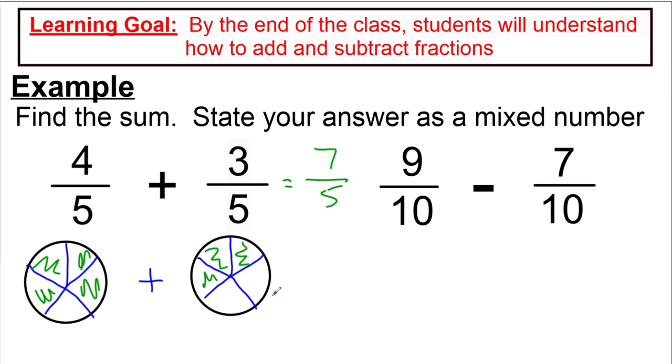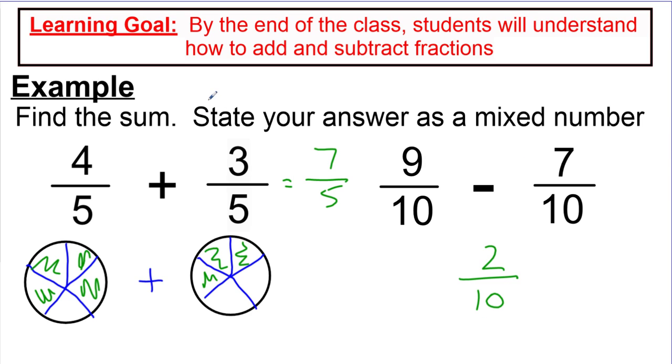Subtraction is going to be the same thing. I'm not going to change the denominator because I'm talking about whole circles or whole whatever that are in 10 parts. So 9/10 minus 7/10, I'm only going to subtract 9 minus 7, and I'm going to get 2/10.